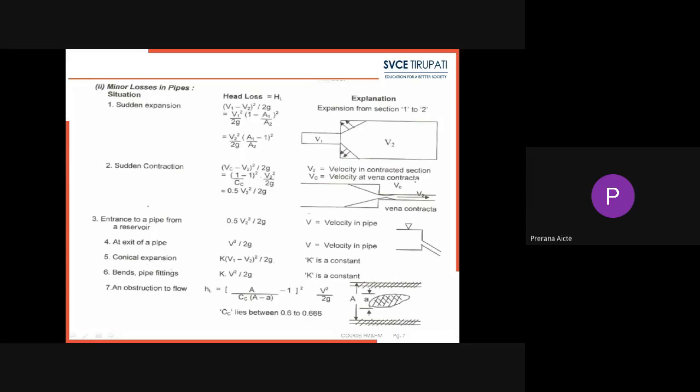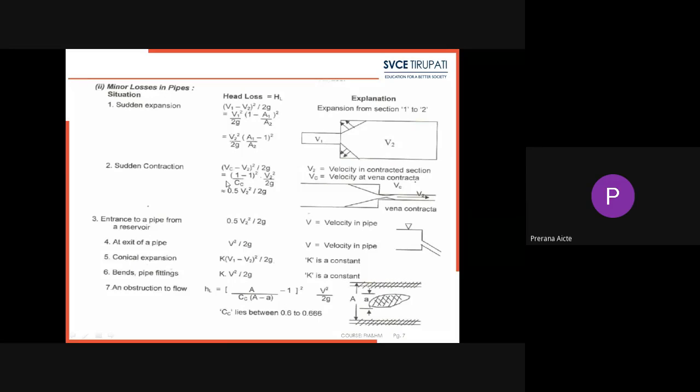So if the minor loss is due to sudden expansion, then the head loss can be calculated by using the formula (V1 - V2)² / 2g, or V2²/2g × (A2/A1 - 1)². So this is the figure showing the sudden expansion. The velocity changes from V1 to V2.